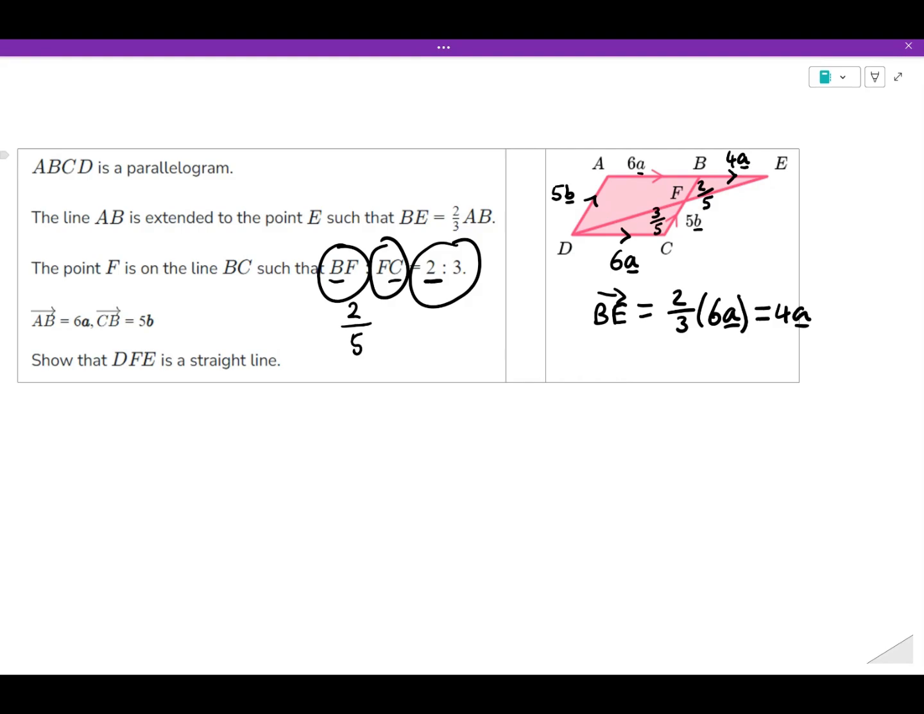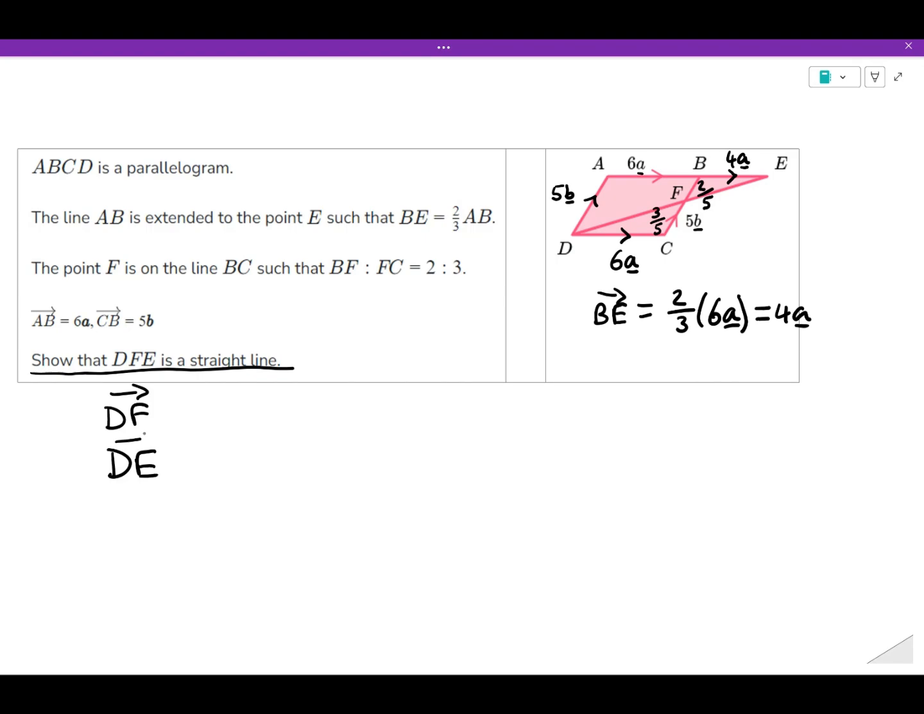Now let's consider what we're actually being asked to do. We need to show that DFE is a straight line. So in other words, the points D, F, and E are collinear. That's our goal. So in order to do this, I need to find 2 vectors involving that straight line that share a common point, and all the points D, F, and E must be present in at least one of the vectors I pick. So the vectors we could consider are D to F, D to E, F to E, or any of those return vectors. So you could do F to D, E to D, or E to F. Okay, you only need to find 2 of them, so don't find all 3, that is a waste of time.